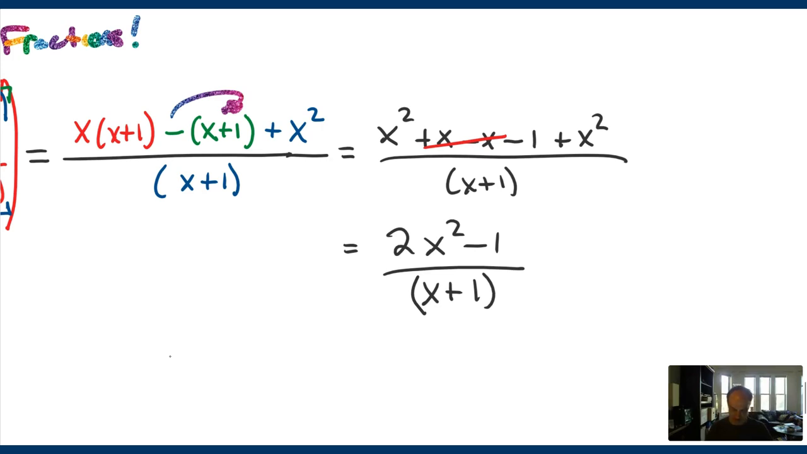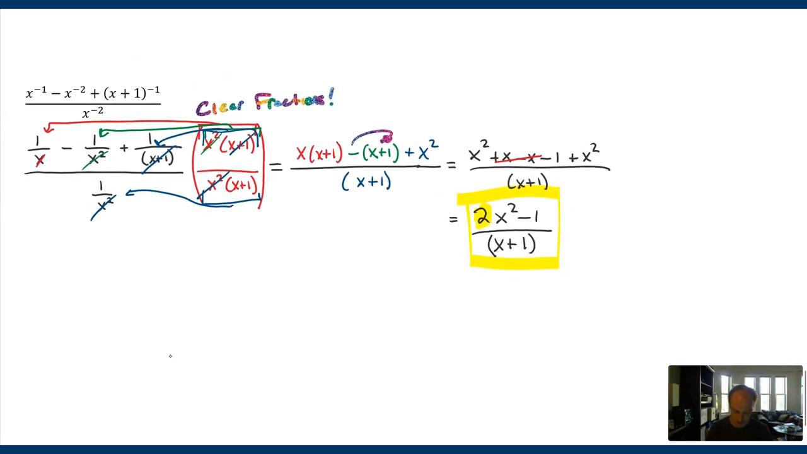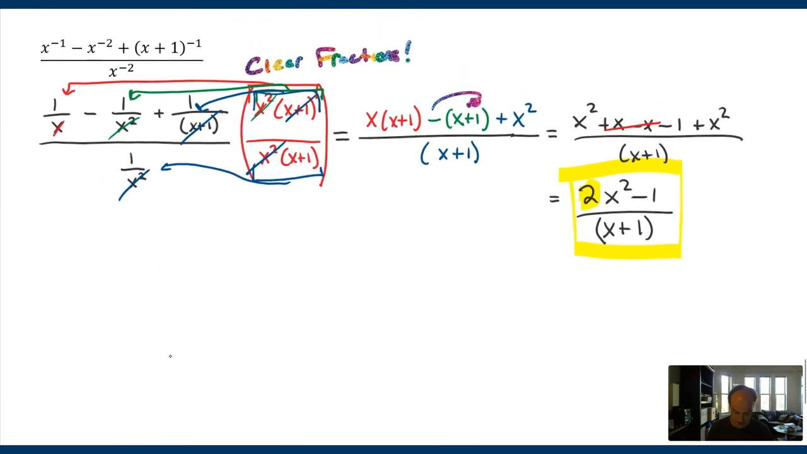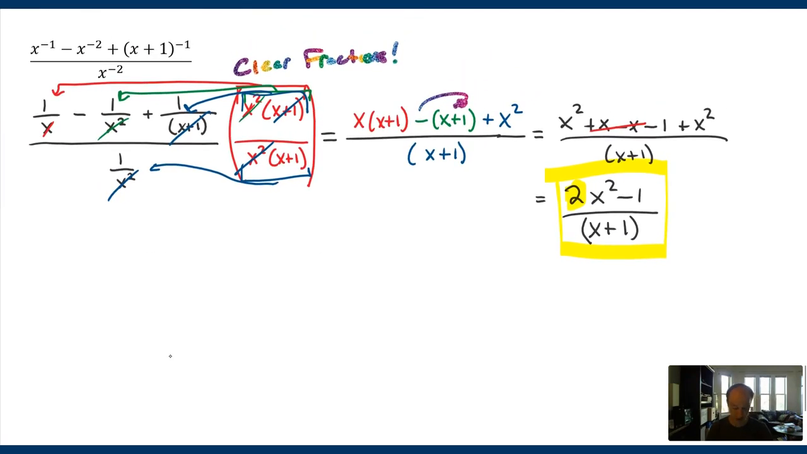Now, I see an x plus 1, and I see something with x squared minus 1, so I'm thinking maybe I can factor and cancel. But notice this 2 out front, that actually is going to prevent us from being able to factor and cancel, at least cancel with an x plus 1. So in this case, problem done. Now, you could also do this with common denominators, but honestly, I think this was such an efficient method. This was a really good candidate problem for this.